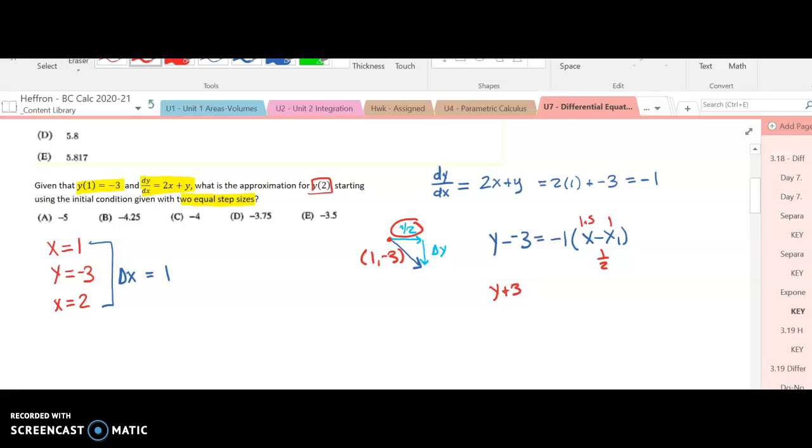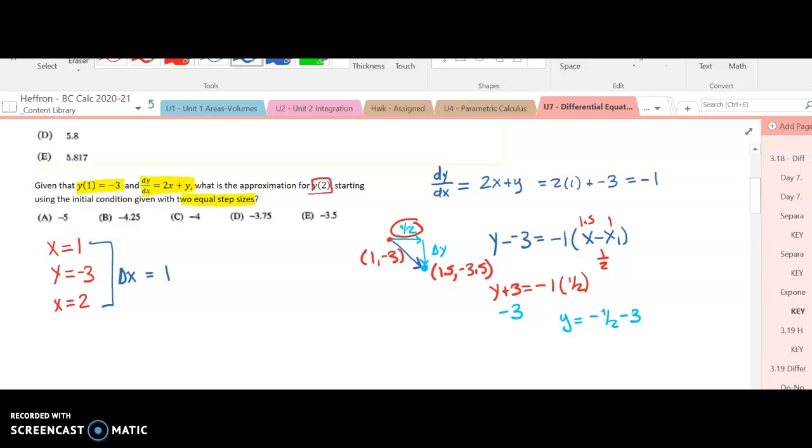So y plus 3 equals -1 times 1/2. That's just -1/2. When I subtract 3 from -1/2, I have y equals -1/2 minus 3 more. That's -3.5. So after one step through, this point is 1.5, comma, -3.5. Now I'm going to do it again.